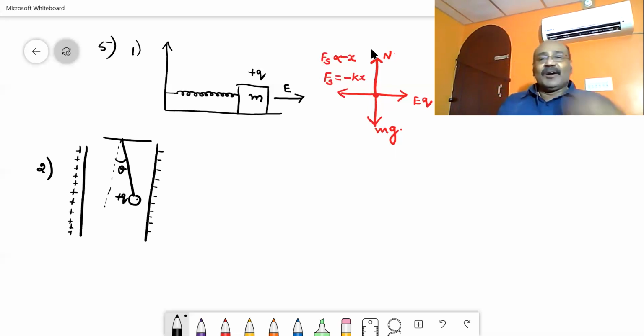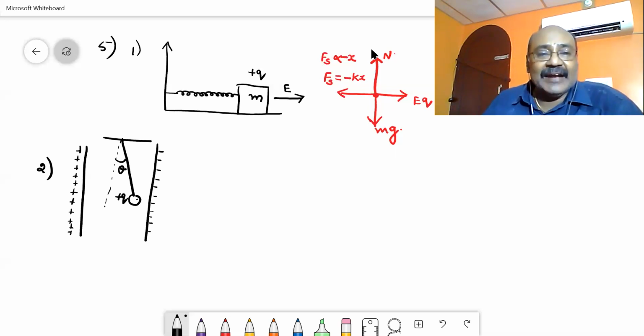So, what is the free body diagram for this? I am taking this again. You have the mass here. From the rigid support, you have the string, and the mass is pulled to one side. Then the tension will be acting on the string towards the origin.